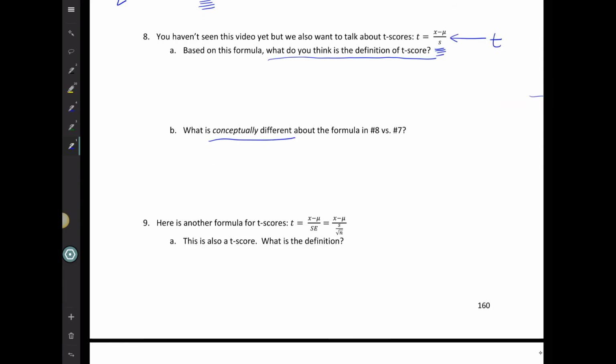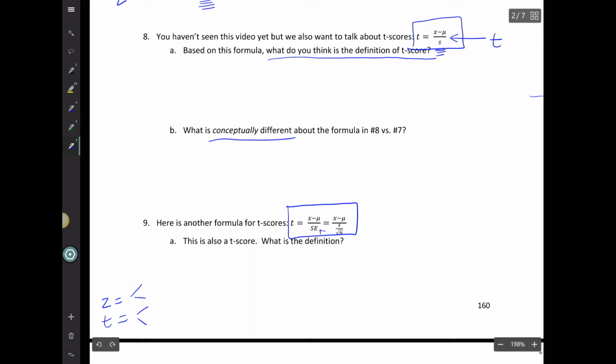Finally, here's another formula for t-scores, because as if it wasn't confusing enough, we have z-scores, and there are actually two different formulas for that. We'll come to that soon. And t-scores, and there are two different formulas for that. It depends on the situation which one is being applied, but they're all extremely similar. So here's our other version of a t-score. Here's one t-score, and here's another t-score.